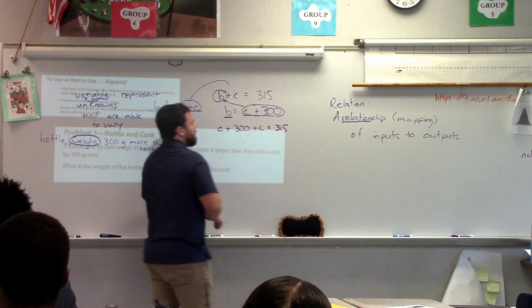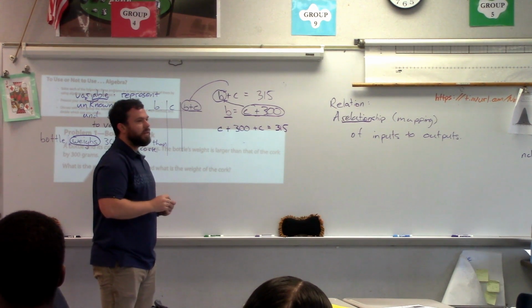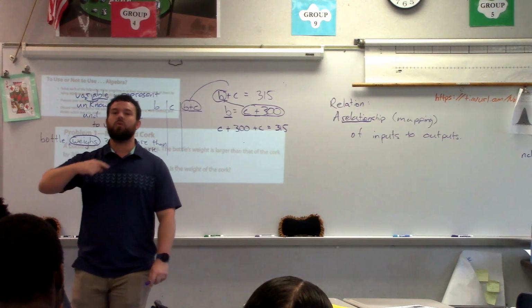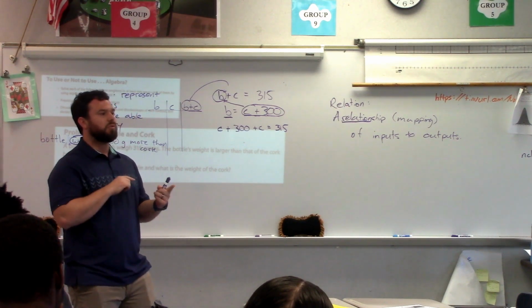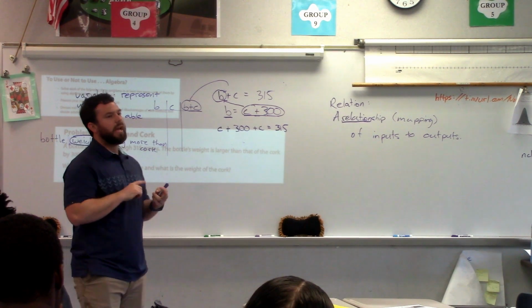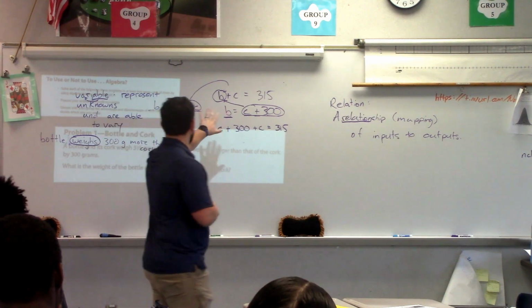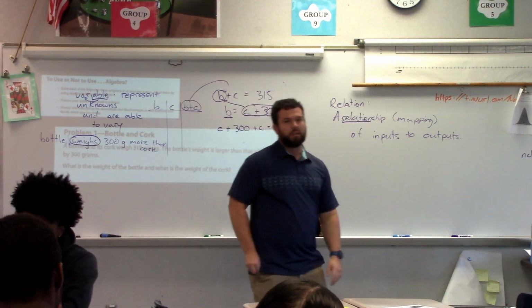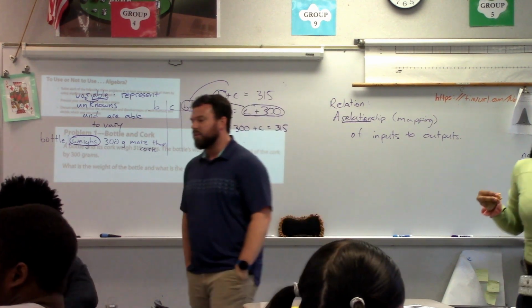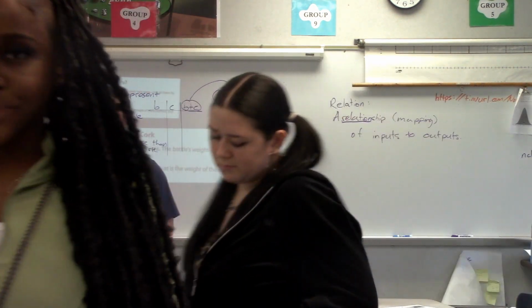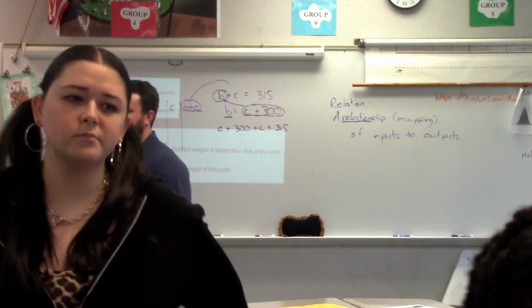Now, I want to leave it here for a second. I want you to go to your vertical surfaces, and I want you to use that equation to find the weight of the bottle and the weight of the cork. Please leave this here. You can erase anything else. Come on, work together. Let's find the value for the cork and the value for the bottle.